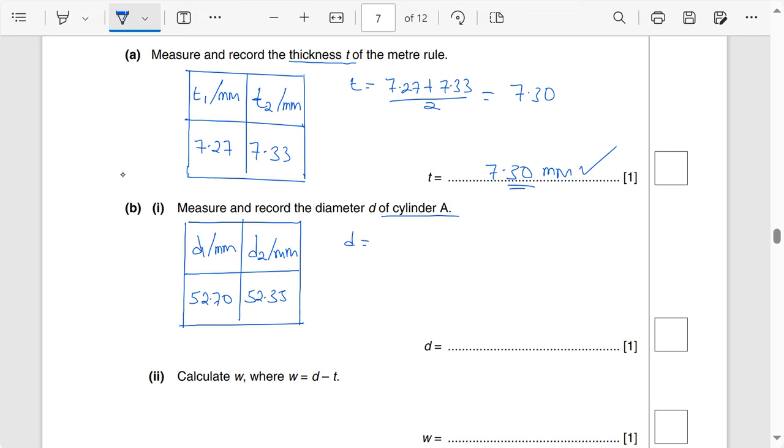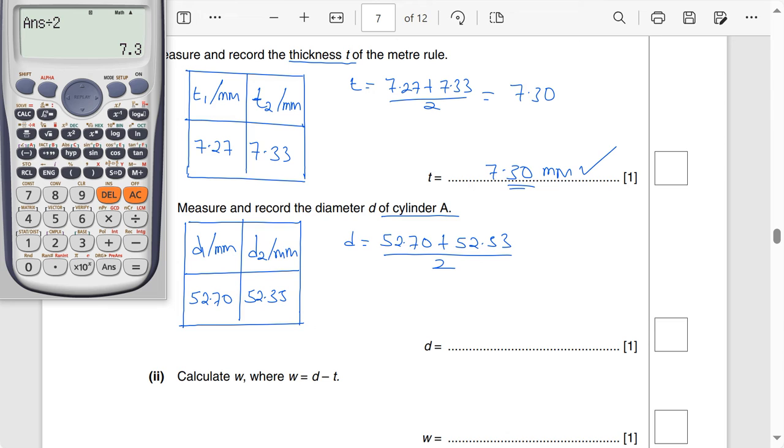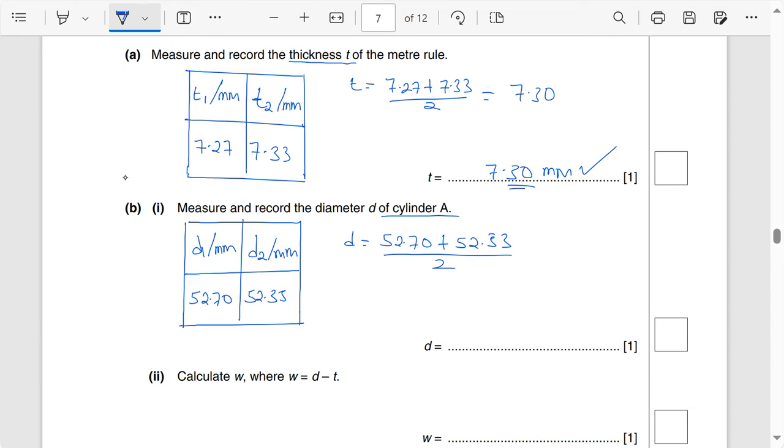So the average diameter is going to be 52.70 plus 52.35, divided by 2. So we can check the student's average: 52.7 plus 52.35 divided by 2 to find the average. Sorry, this is 35, not 5.